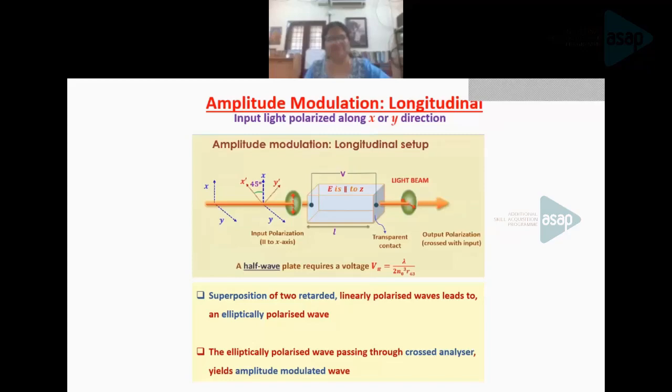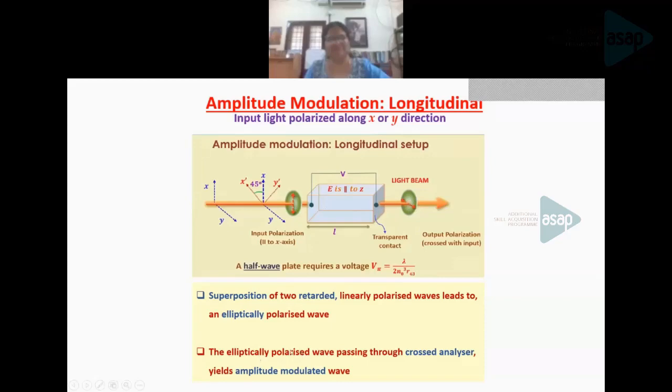Okay, thank you. Now we move on to amplitude modulation. The setup of amplitude modulation is this. We have inserted a crossed polarizer at the output. It was not there for phase modulation. This is the only change. Now the superposition of two retarded linearly polarized waves at the crystal output may lead to an elliptically polarized wave. This elliptically polarized wave is passing through the crossed polarizer. The passing axes of the input polarizer and the analyzer are perpendicular to each other.